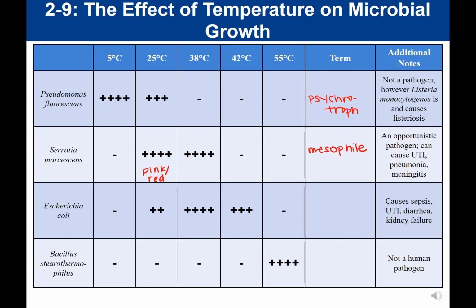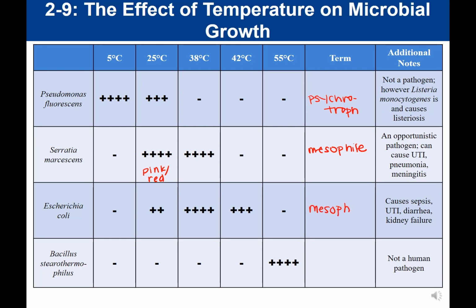Next, we have our E. coli or Escherichia coli. E. coli grew best at 38, a little bit less at 42, and a little bit less at 25. And so if we look at E. coli, what would be the term to describe it? And again, just like Serratia, it would be a mesophile.